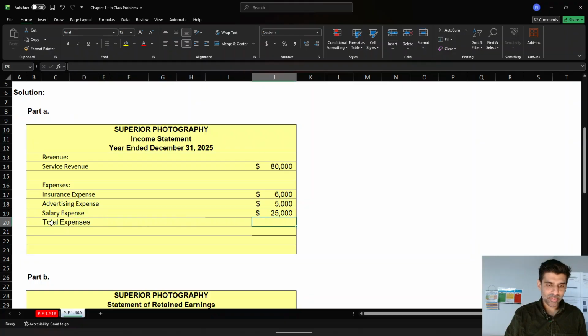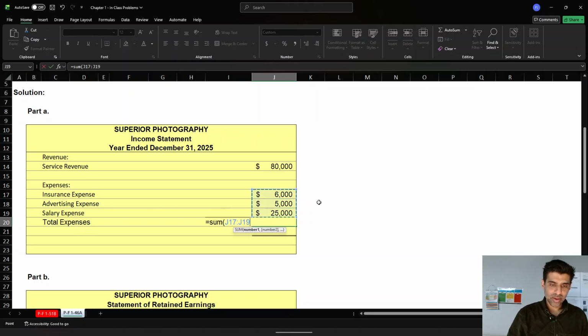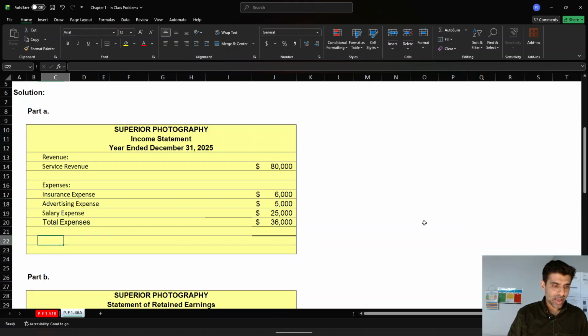And again, I can use this sum formula. So again, equal sign, SUM, parentheses, and then you can just highlight these three cells that I want to add up. Okay. And so now I am ready to calculate my net income.